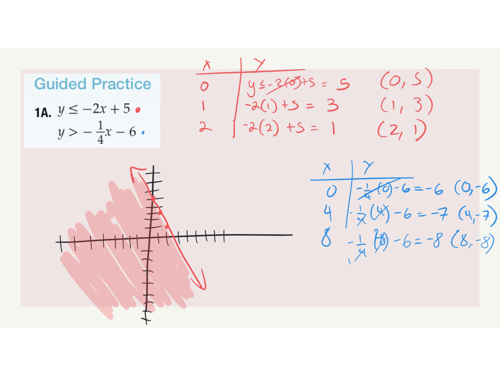Now for the second one, we're going to start at 0, -6. Then we're going to have 4, -7. Then we're going to have 8, -8. So it's going to be a dotted line that's going to look like this. And it's going to tell us that it's greater than, so this section right here. So that in between section, which is the purple area, would be the area of the solution for this inequality.